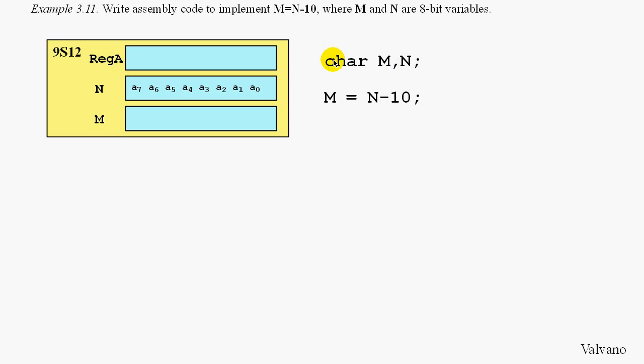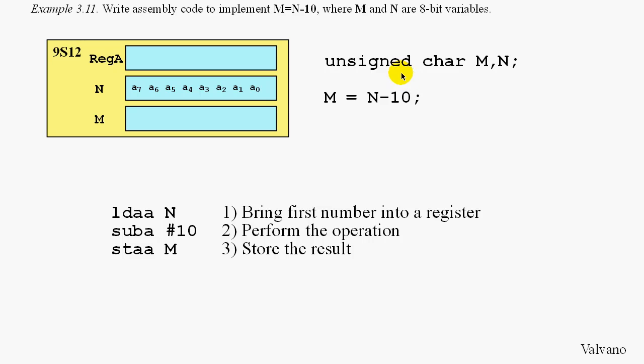If we were writing this in C, we would define a signed 8-bit variable using the char primitive. Conversely, if m and n were unsigned 8 bits, we would add the unsigned specification to the definition of m and n. To perform this operation, we'll bring the first number into a register, calculate the subtraction, and then store the result back into memory. We have chosen register A in this example because A is 8 bits wide, and the variables m and n are also 8 bits wide.